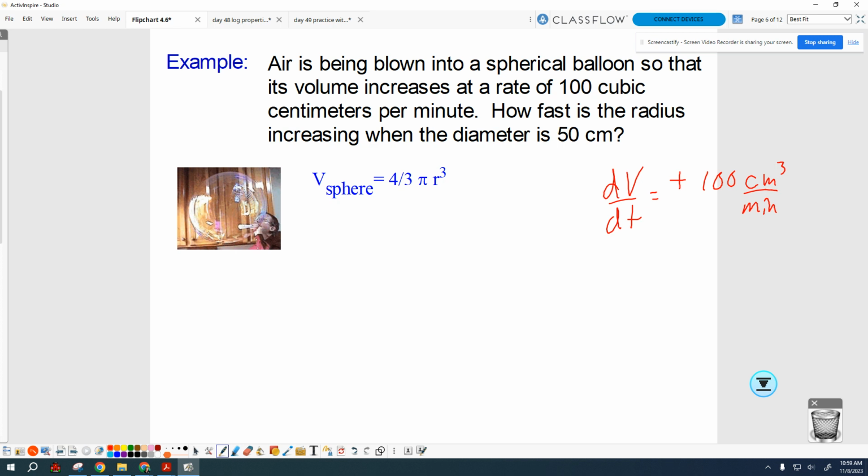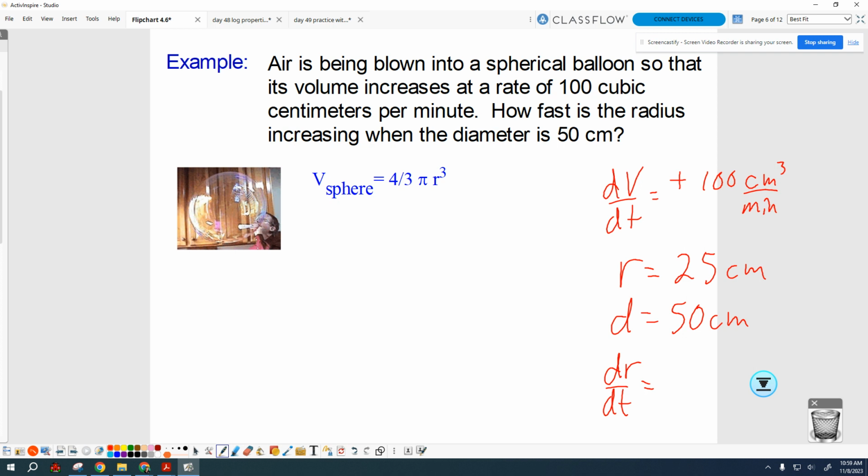Sophia, what else do I know? I know the radius. How do I know the radius? The diameter. Okay, diameter is 50, and by understanding geometry, radius is half the diameter. Jared, what am I looking for? You're looking for how fast the radius is increasing. So the derivative of the radius, dr/dt, is what I'm looking for. Is there anything else I can pull out? I think that's it.